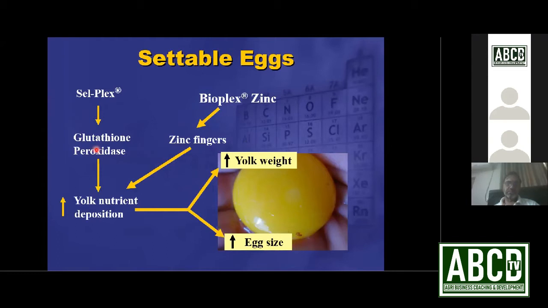intestine. So it will make the receptors for all the nutrients that are going to be absorbed in the intestine work better. And also the zinc, again, through the zinc fingers, is going to work in these receptors. And the transportation of all these lipids and proteins to the liver, and from the liver it goes to the follicle, which is in the ovary. In this case, we'll have some more yolk nutrition deposition there.